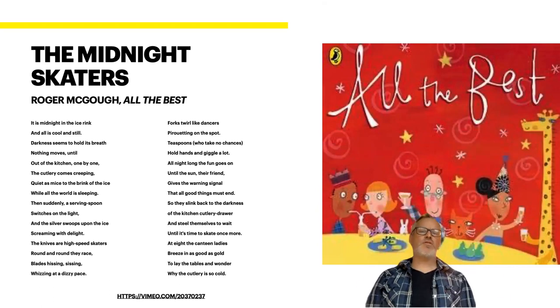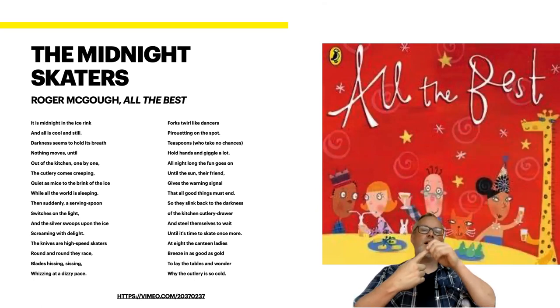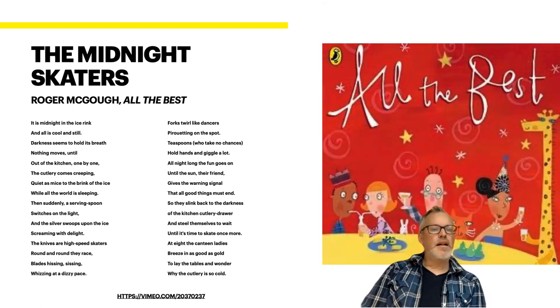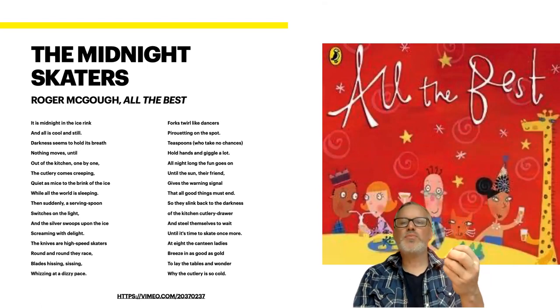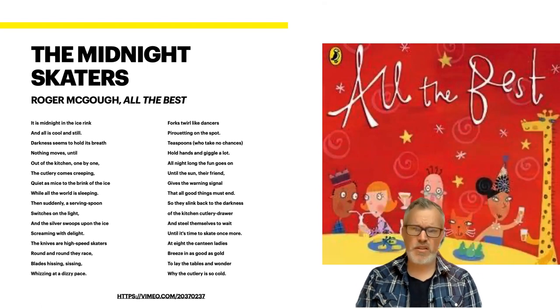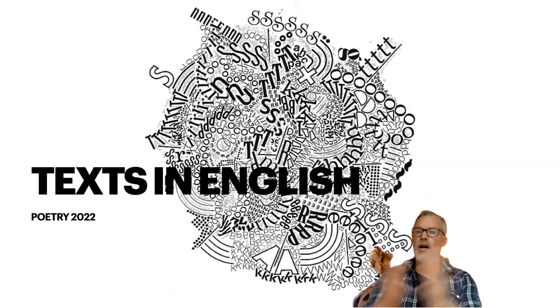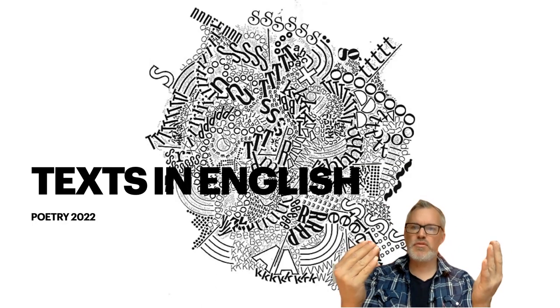So we've got loads going on in this poem in terms of rhyme, in terms of rhythm, in terms of imagery and literal sensory description. We've got images, we've got some similes in there, quiet as mice, that's also a simile. And we've got use of onomatopoeia and alliteration as well. So this has really got it all going on in here, which is why Roger McGough is such a well received and loved poet. That's all from me.